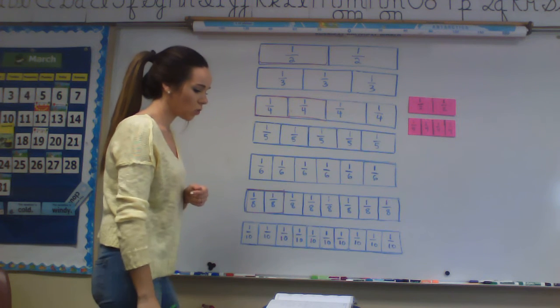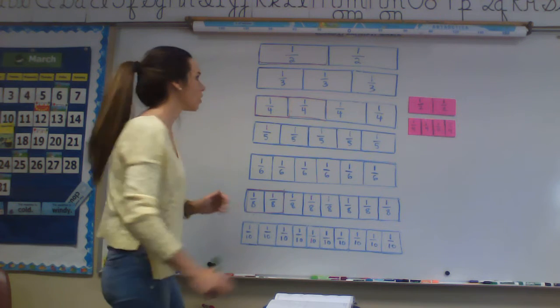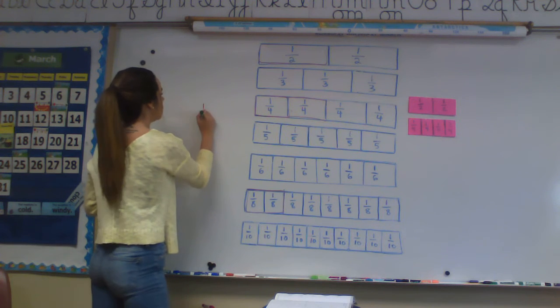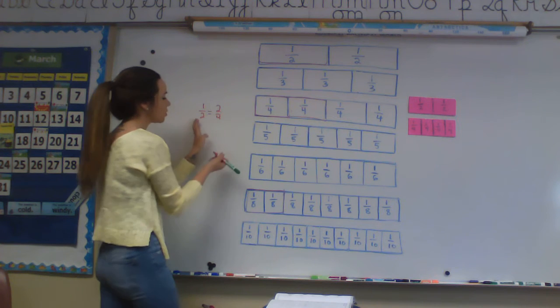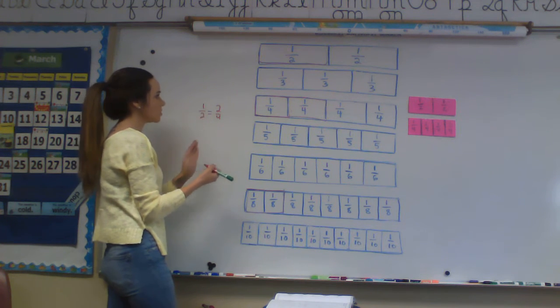So moving on, if we go to page 101, we can use our chart to find our equivalent fractions. Where it says 1/2 equals what over 4, well, we already did that. 1/2 equals 2 over 4 because our magic number is 2. 2 times 2 is 4 and 1 times 2 is 2.